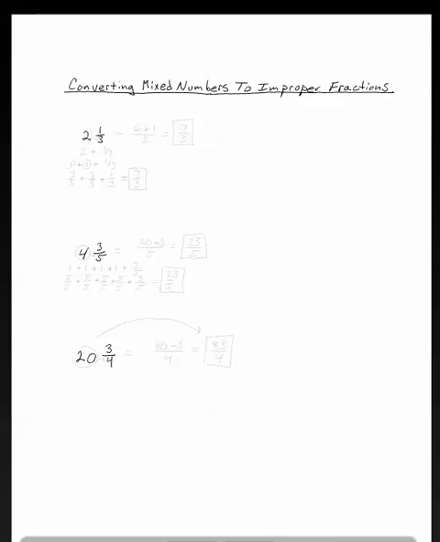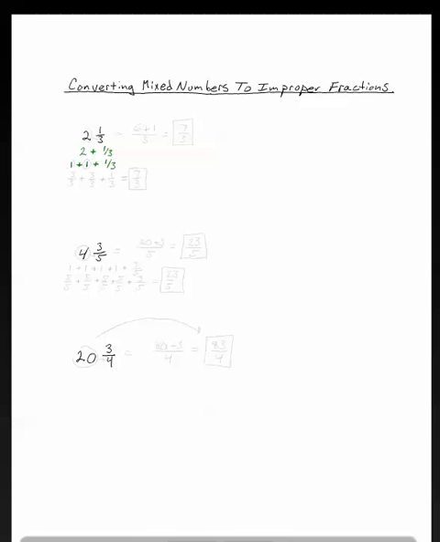2 1/3 is really 2 plus 1/3. And this 2 is really 1 plus 1. So I'll write 1 plus 1 plus 1/3.